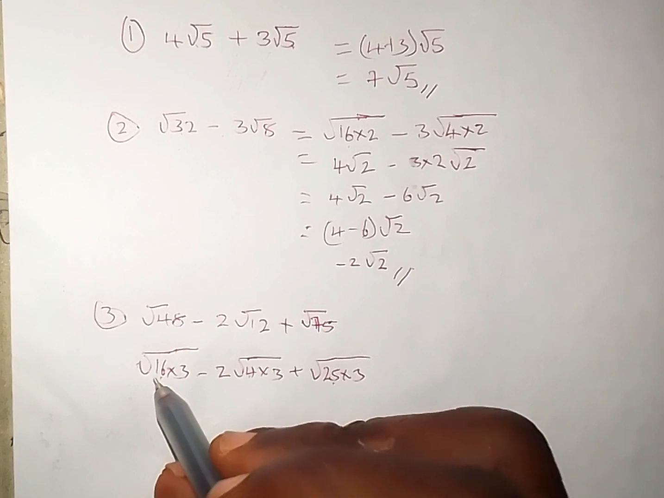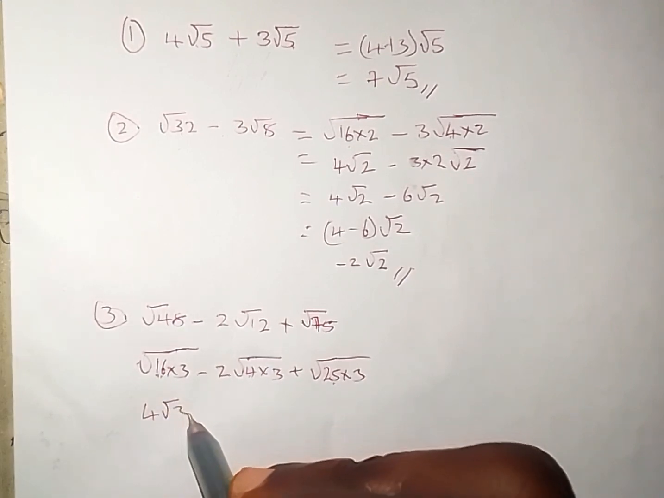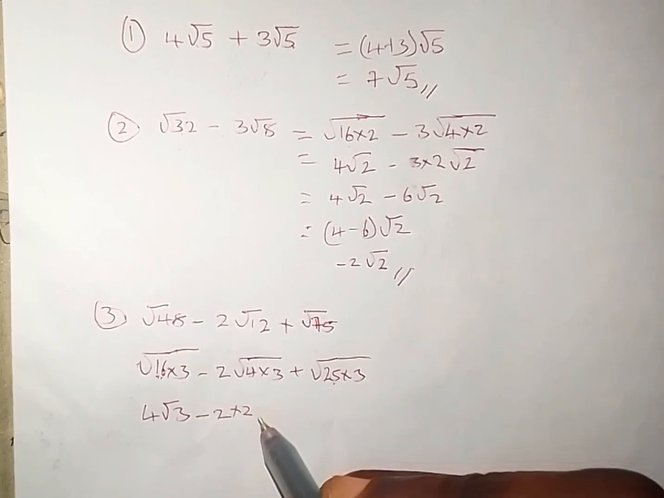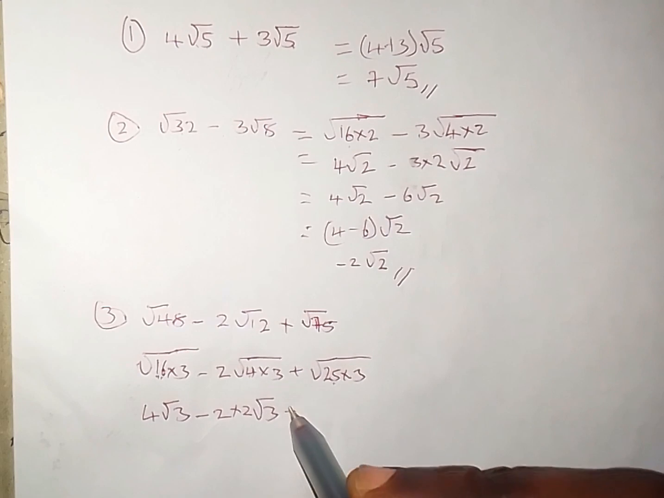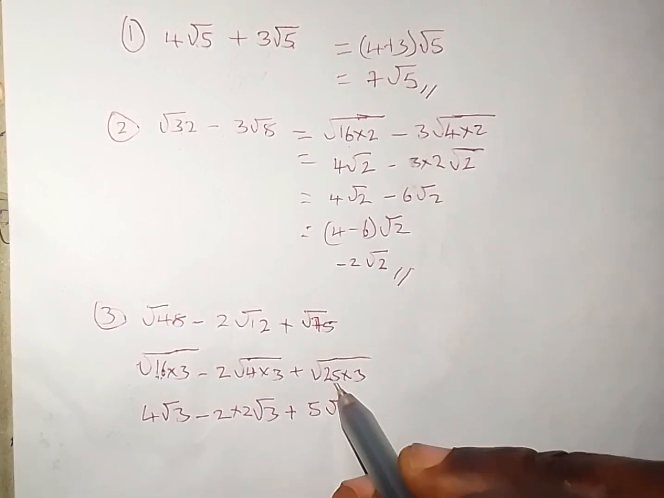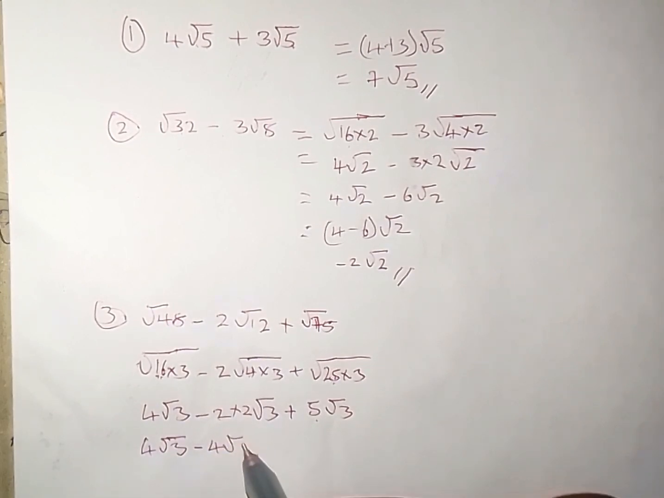So we can now simplify each of them. Square root of 16 is going to be 4 root 3, minus 2 square root of 4 times 3, plus here that is going to be 5 root 3. Square root of 25 is 5. So let's simplify this first. 4 root 3, 2 times 2, that is minus 4 root 3 plus 5 root 3.